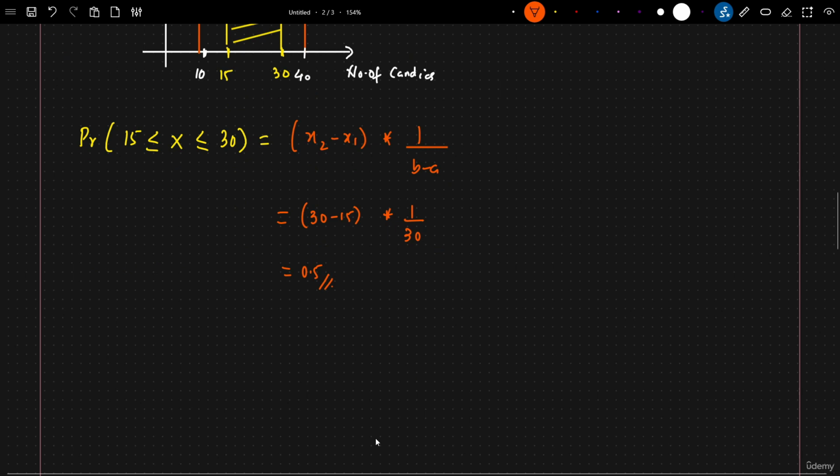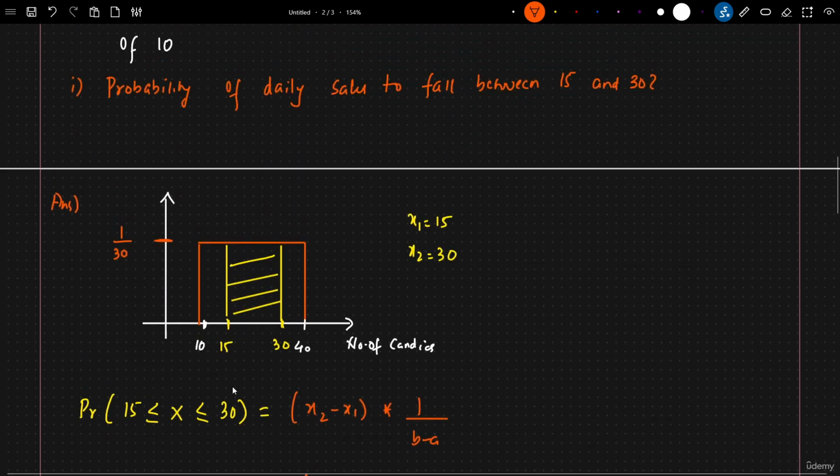Another question may be: what is the probability of my daily sales to be greater than or equal to 20 candies? In this particular case, if I'm considering this as my 20, I need to find out this region. What is the probability of the daily sales being greater than this?